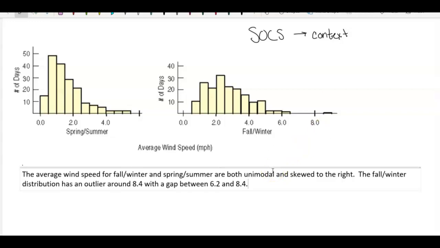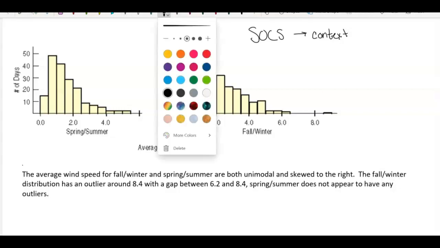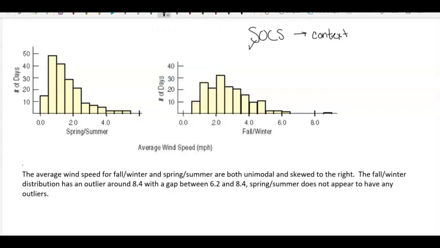If spring and summer doesn't have one, you could just add that on. Spring, summer does not appear to have any outliers. Okay, so what we've done is we have talked about our shape and we've talked about our outliers. Now we have to talk about our center. And because we said these are skewed, we're going to have to use the median, and we're going to have to use IQR for spread.